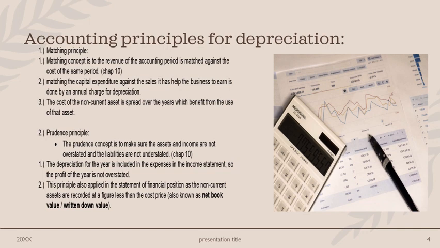Okay, the prudence principle. The prudence concept is to make sure assets and income are not overstated and liabilities are not understated. So make sure your NCA is not only recorded at the value from the day one that you purchased, but according to how long you have already used it and the estimated second-hand value by now. So every year you need to calculate once, until the year that you dispose of it. The depreciation for the year is included in the expenses in the income statement, so the profit for the year is not overstated.